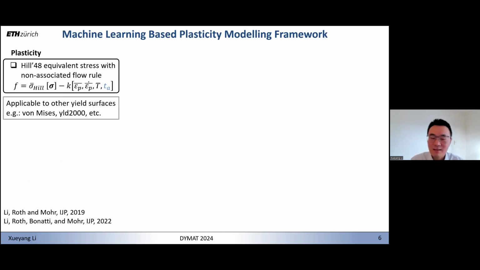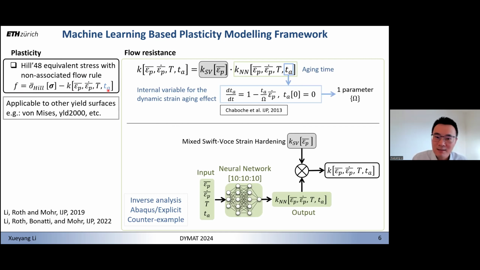Now that we have these experiments performed, how do we model this rather complex strain rate and temperature behavior? In this case, we developed a machine learning-based plasticity model. Here we combine the Hill 48 equivalent stress with a non-associated flow rule. We treat the material as isotropic hardening, decomposing the flow resistance into two terms. One term is the room temperature quasi-static hardening response, which we take as the reference term.